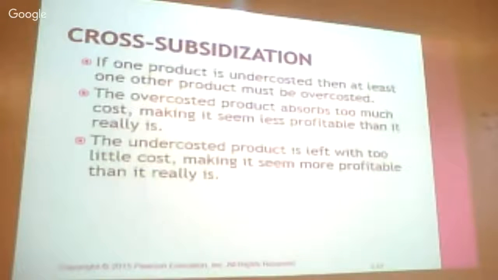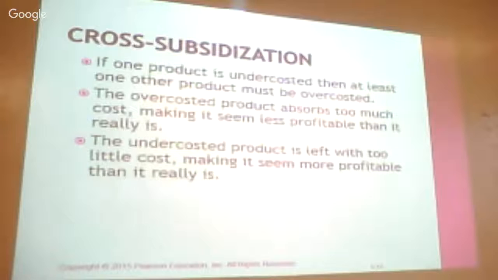And what is cross-subsidization? If one product is undercosted, then at least one other product must be overcosted. The overcosted product absorbs too much cost, making it seem less profitable than it really is. And the undercosted product is left with too low a cost, making it more profitable than it really is.